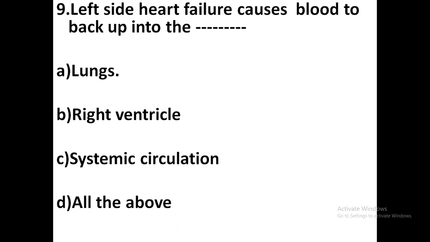Ninth one, left side heart failure cause blood to back up into the dash. Option A, lungs. Option B, right ventricle. Option C, systemic circulation. Option D, all the above. Answer, option A, lungs. Left side heart failure causes blood to back up into the lungs.